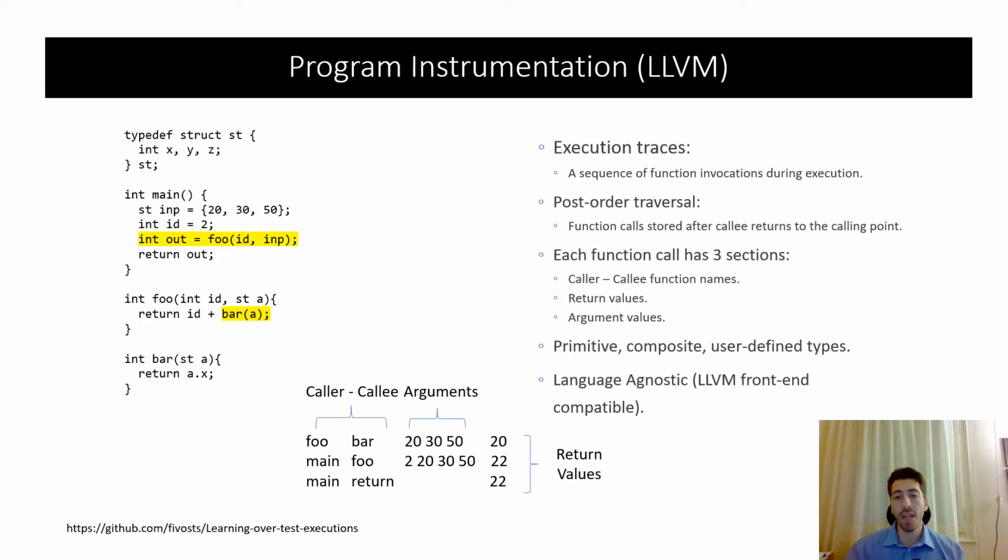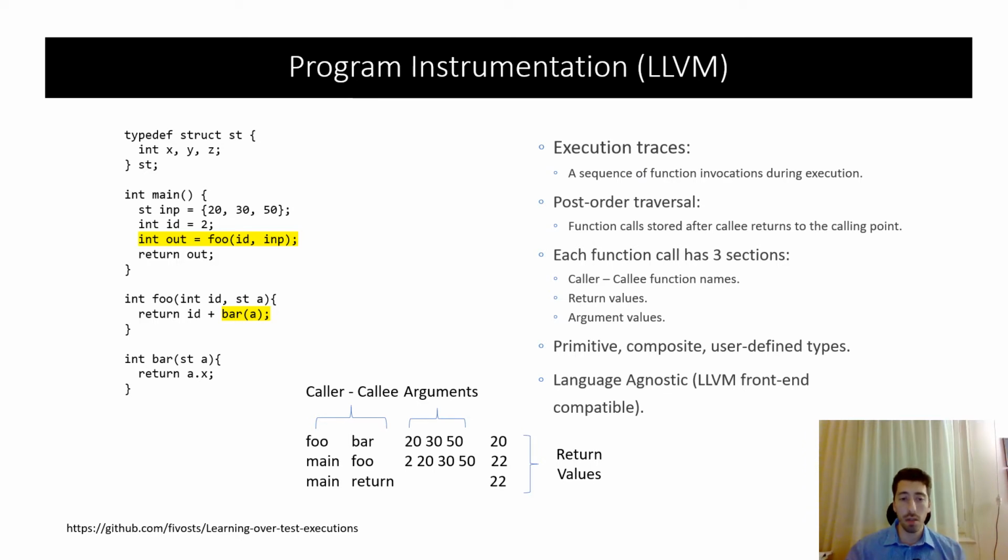So each function call has three different types of information, separated in three sections. First of all, we get a pair of function names, one for the caller and one for the callee function. Second, we get the return values, and finally we also get the argument values. It is important to note that we're able to instrument all primitive, all composite, and all user-defined types like structs and classes. Pointers can be instrumented as well, arrays, and any kind of library or custom type.